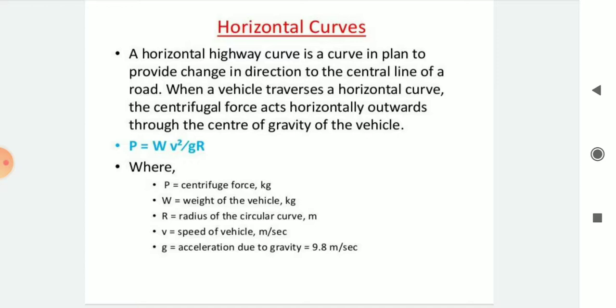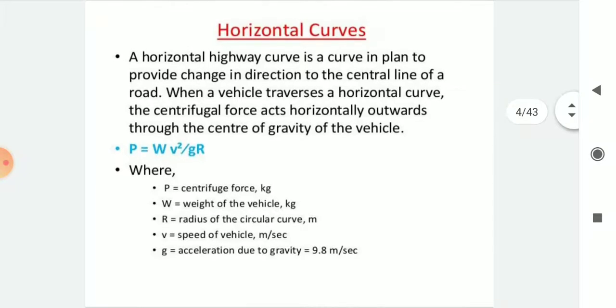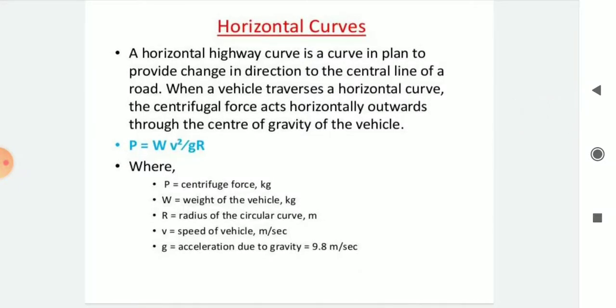a road. When a vehicle traverses a horizontal curve, the centrifugal force acts horizontally outwards through the center of gravity of the vehicle. That is P = WV²/gR, where P is the centrifugal force in kg, W is the weight of vehicle in kg, R is the radius of circular curve in meter, V is the speed of vehicle in meter per second, g is the acceleration due to gravity, equal to 9.8 meter per second squared.